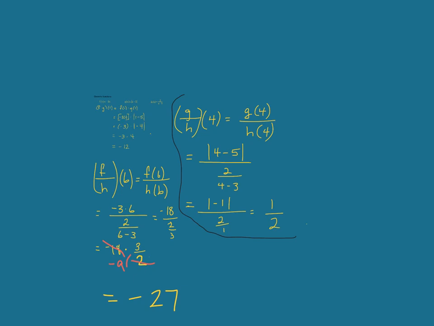So follow the order of operations as you're simplifying the arithmetic, and as long as you understand what the notation means, these shouldn't be too bad. Hope that helps.